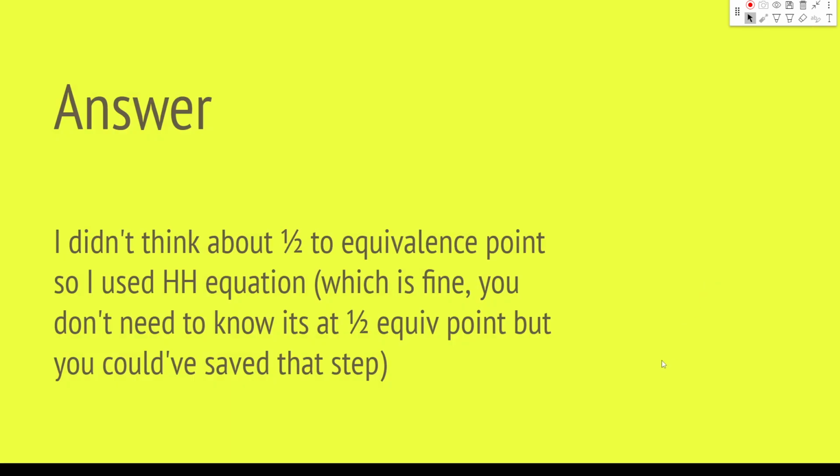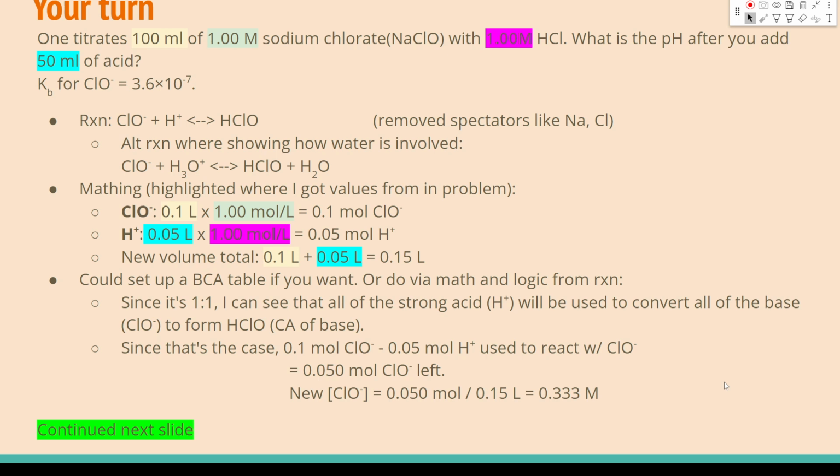Now, I personally didn't check earlier if I was halfway to equivalence point or not, because I almost never do, personally. So I just use the H equation as is. If I noticed it was halfway to equivalence point, then I could have saved a step, which, again, is a little bit of a save, but not too much. So honestly, it's however you want to do it.